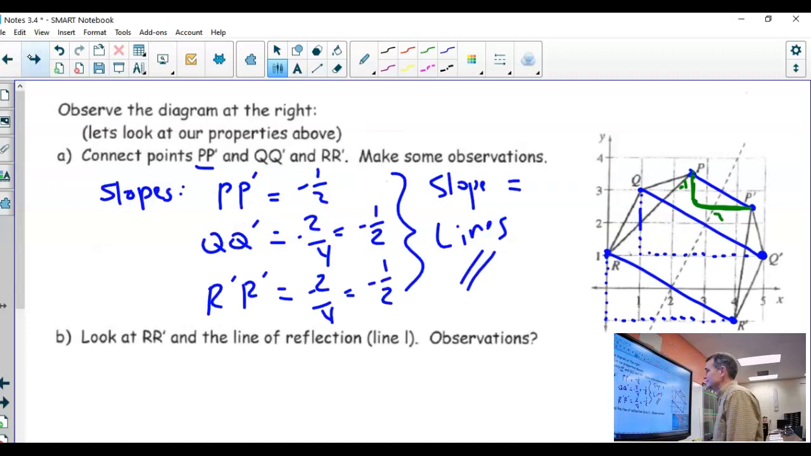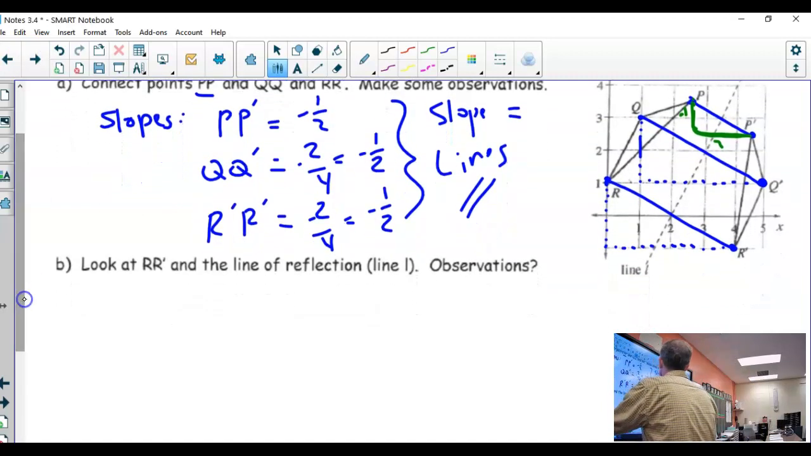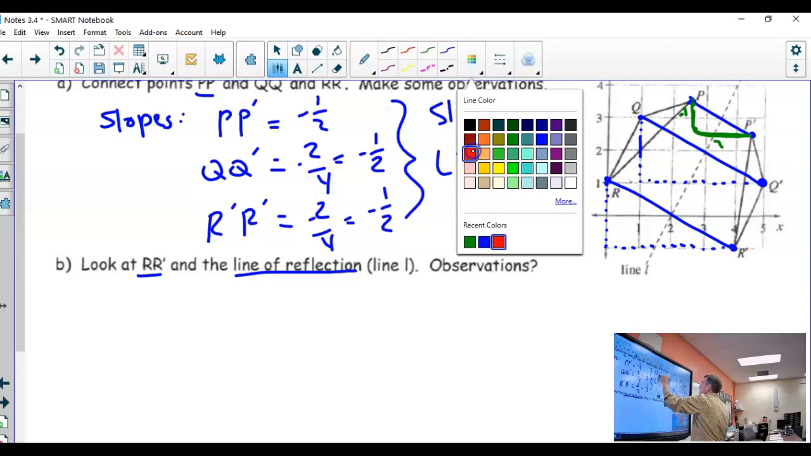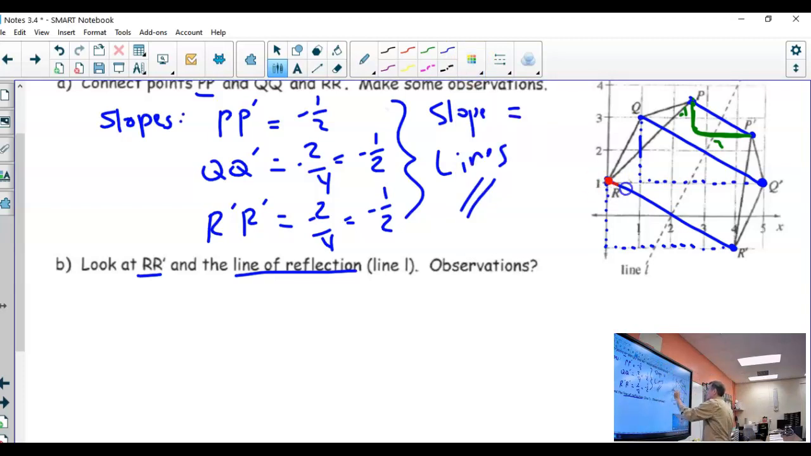All right. Next up, we want to look at R prime and the line of reflection. So let's do this one in red maybe. So here's R prime, and here's the line of reflection. Let's see, that's a good point. And we want to make an observation here. And I think the observation we want to make here is that those lines are perpendicular to each other.